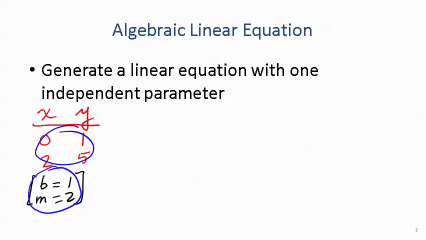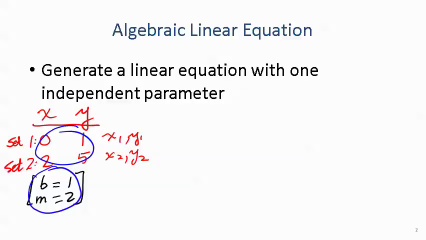I'm going to call the first set of points set 1 and the second set set 2, which implies that we are going to have an x1 and a y1, and an x2 and a y2. Remember that we still have these independent and dependent parameters.